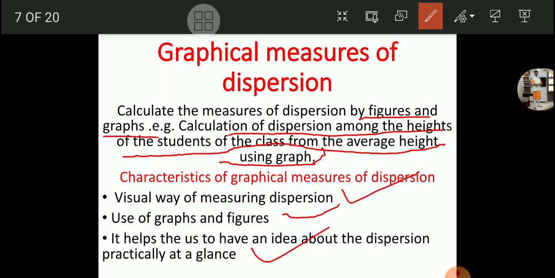So this is the difference between algebraic and graphical. In the case of graphical, it is a visual way of measuring the dispersion. In the case of algebraic, we calculate with the help of some formula. Here, use of graphs and figures is there. There, we have to use the formula in the case of the algebraic one.